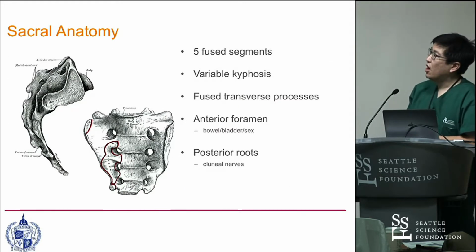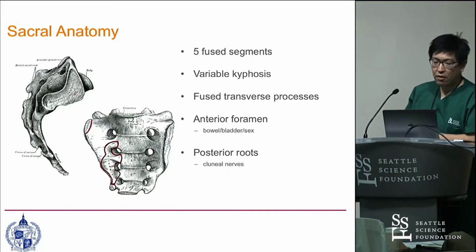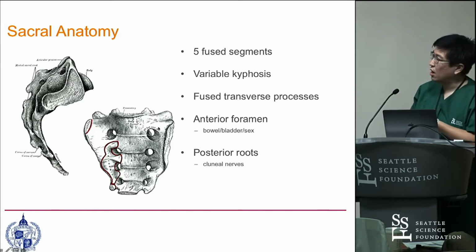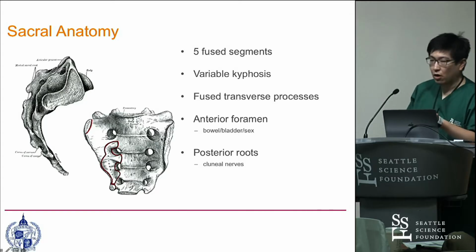So if you look at the sacral anatomy, there are 5 fused segments. There's a varying degree of kyphosis. The transverse processes are fused and form the sacral ala up top. And as mentioned before, there's the anterior foramen, which is much more functionally significant.